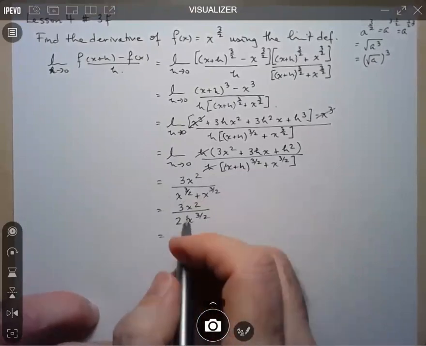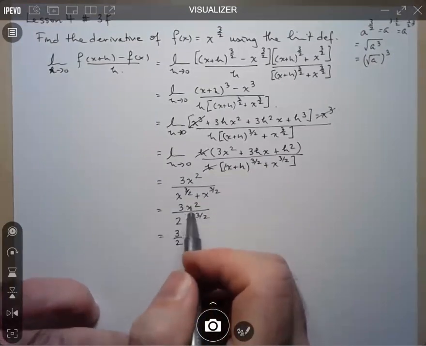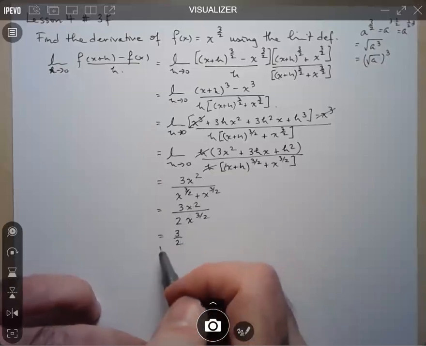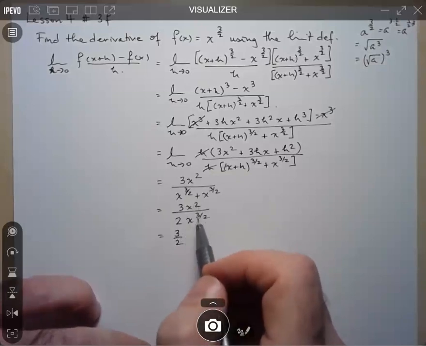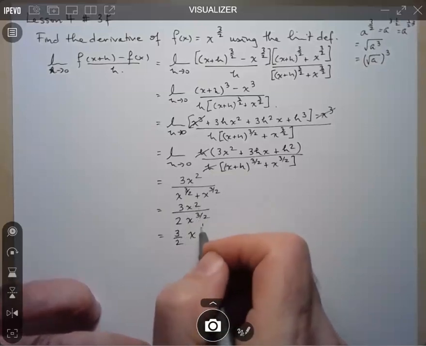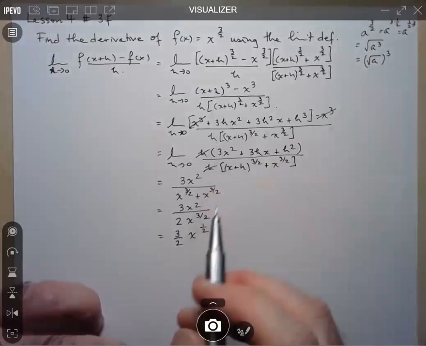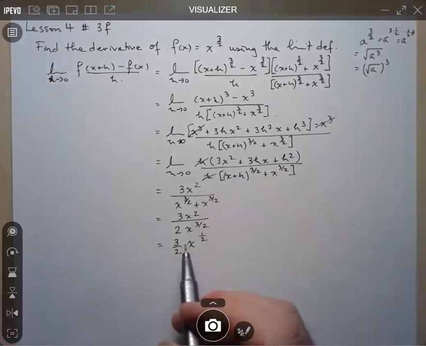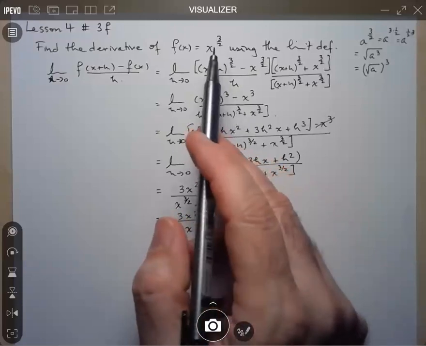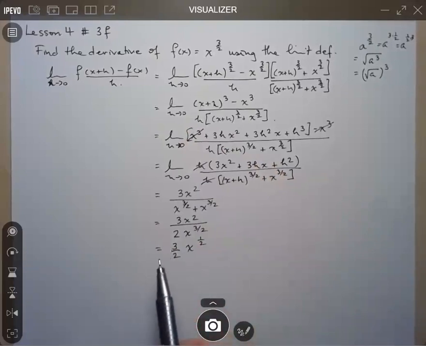And what are we left with? Well, this is just some constant, 3 over 2. And here we can simplify this further because we're dividing two powers with the same base. Hence, we can subtract these exponents, and 2 minus 1.5 is just 0.5, or 1/2. And we finally get, after all this algebra, a fairly simple function that's going to give us the rates of change, or slopes of tangents, for any point on this curve here.